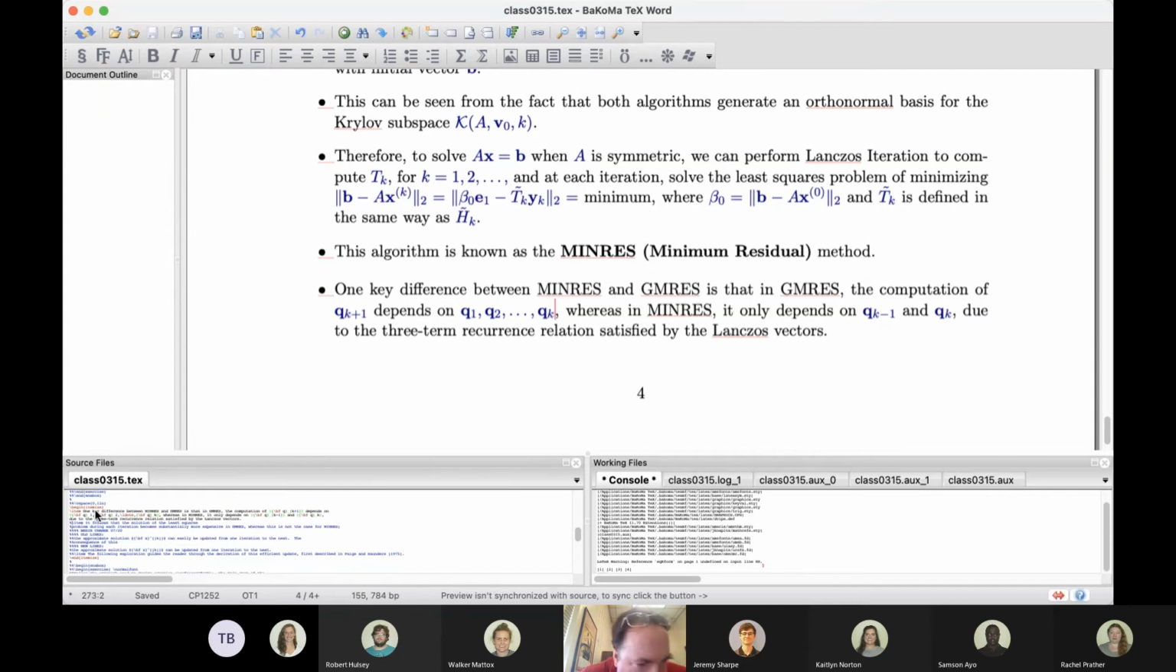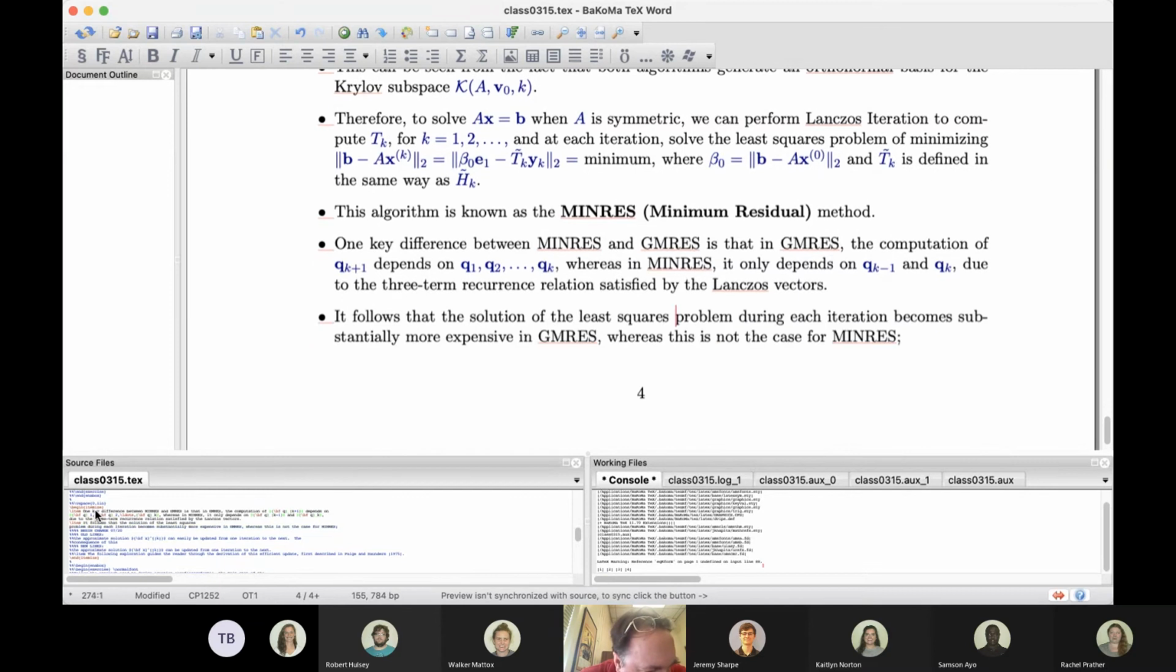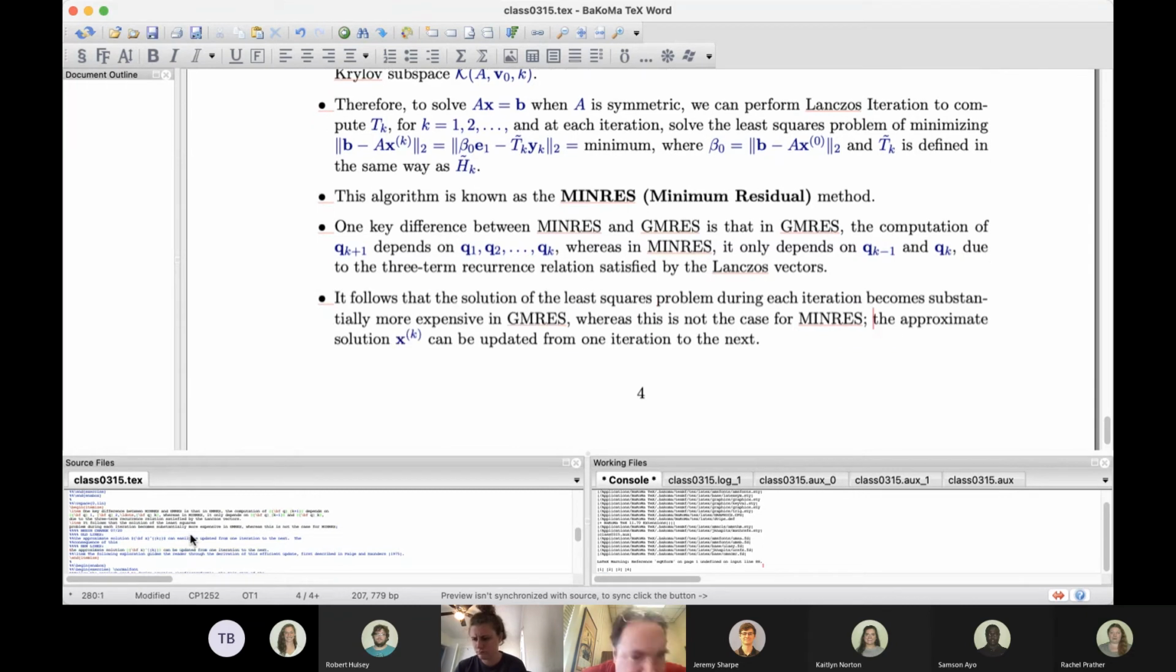So what that means is, when you solve a least squares problem, it's a lot more expensive to do so with GMRES. Whereas in MINRES, it is possible to compute each new xk just by updating xk minus 1, kind of like in conjugate gradient. It's actually one of the problems that I did not assign, for which you should be thankful, because it is kind of painful, actually. But I just want to point out that it is possible.